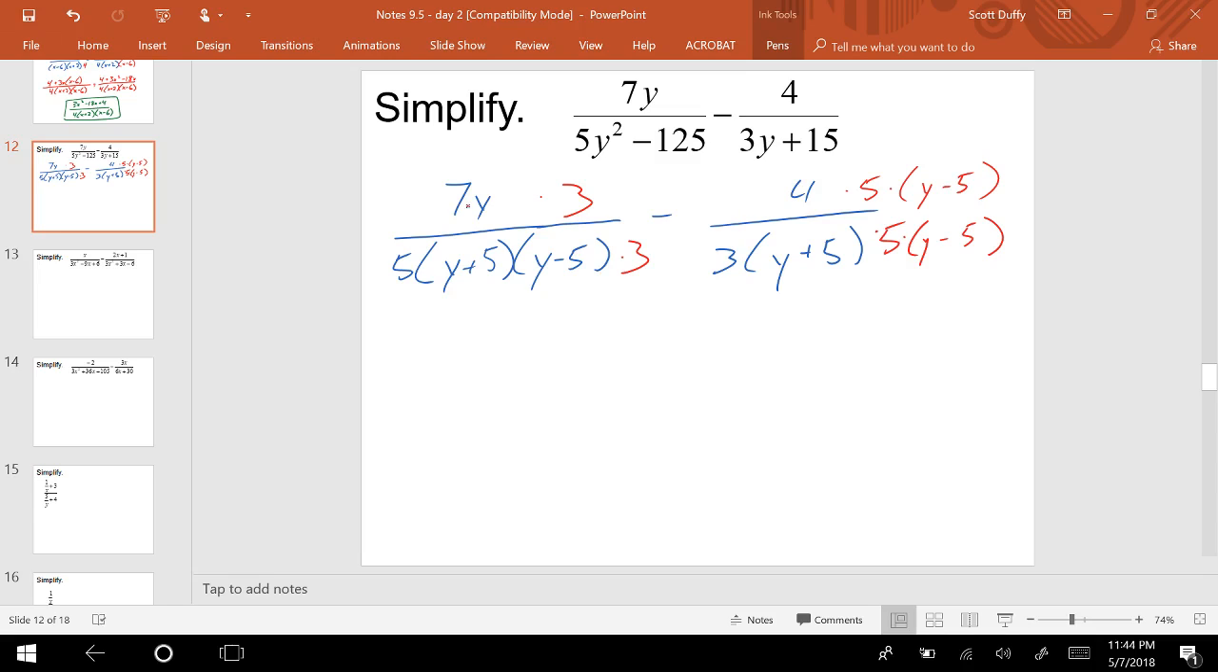So we're going to take 7y times 3 is 21y minus 4 times 5 times y minus 5. 4 times 5 is 20 times y minus 5, all over 3 times 5 times y plus 5 times y minus 5.